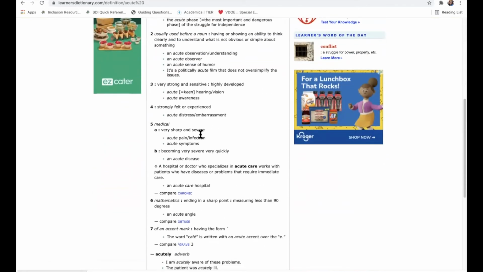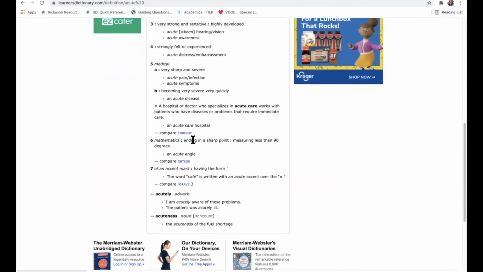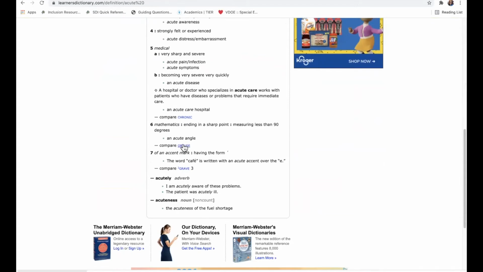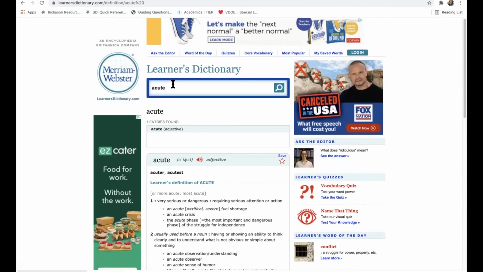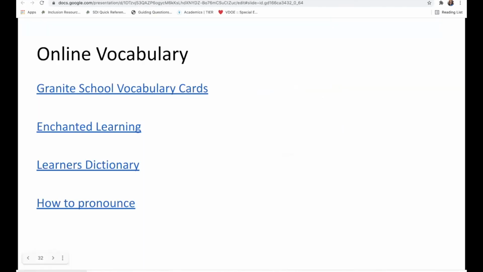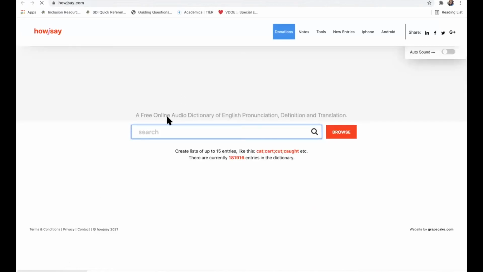And it provides them with all of mathematics, and acute angle compared to obtuse. And so they can go down through here and they actually find the word and they just have to type it in, like this one. And then, of course, how to pronounce a word if they have trouble with it.